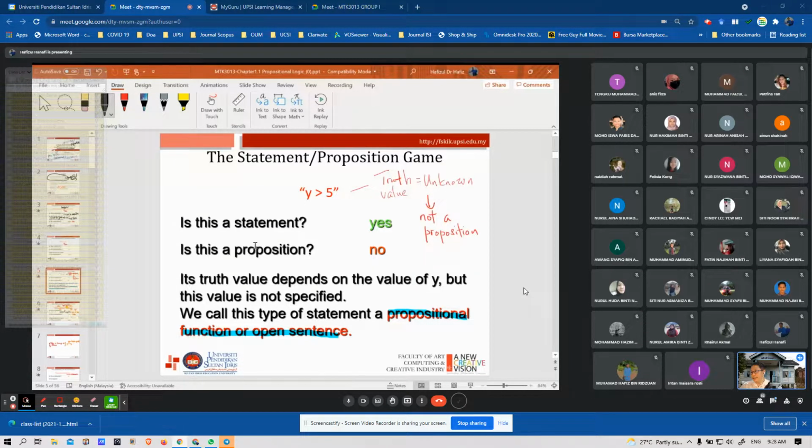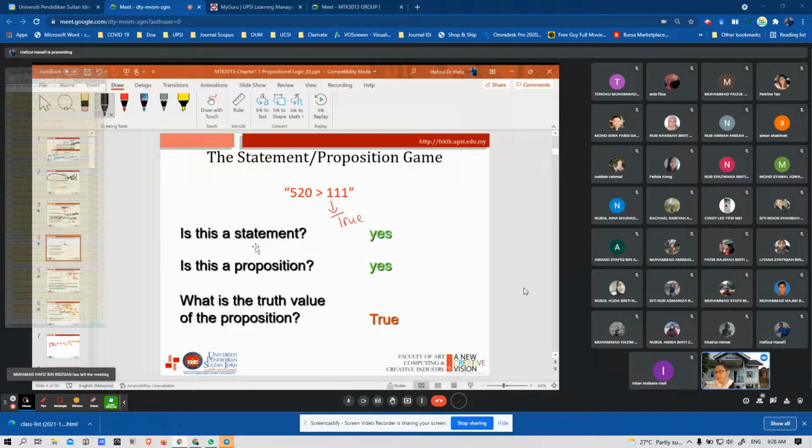Okay, kita ada 520 is greater than 111 lah. Okay, both sentences statement ni declarative, dia bersifat declarative yang menerangkan. Is this proposition? Yes lah. Sebab dia nilai dia tu kita akan infer sama ada we infer either true or false. And then what is truth value of this proposition? True lah, because 520 is greater than 111.